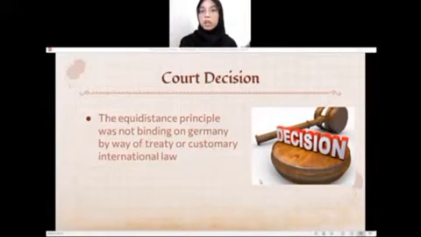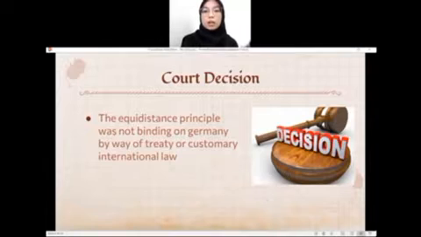Next, I will explain the court's decision. The court stated that the equidistance principle was not binding on Germany by way of treaty or customary international law. It means that the court decided that Germany had not unilaterally assumed obligations under the convention. The court also noted that even if Germany had ratified the treaty, it had the option of entering a reservation on Article 6, following which that article would no longer be applicable to Germany. Even if Germany had intended to become a party to the convention, it does not presuppose that it undertook the obligations contained in Article 6.